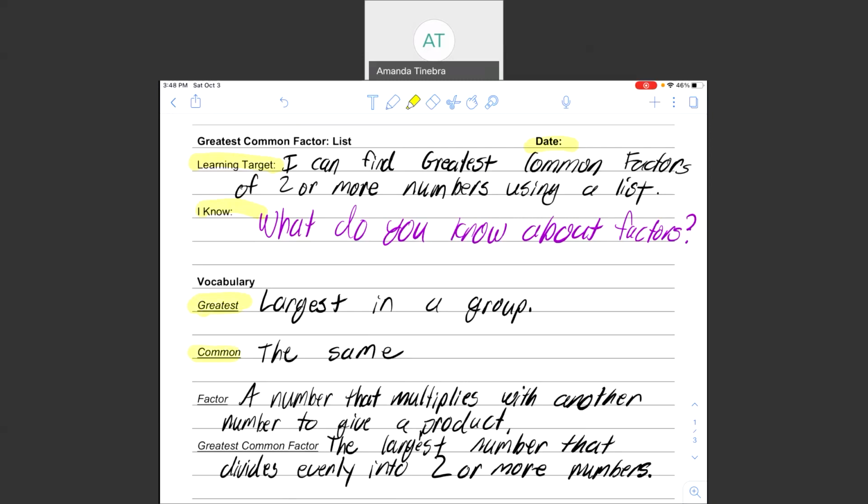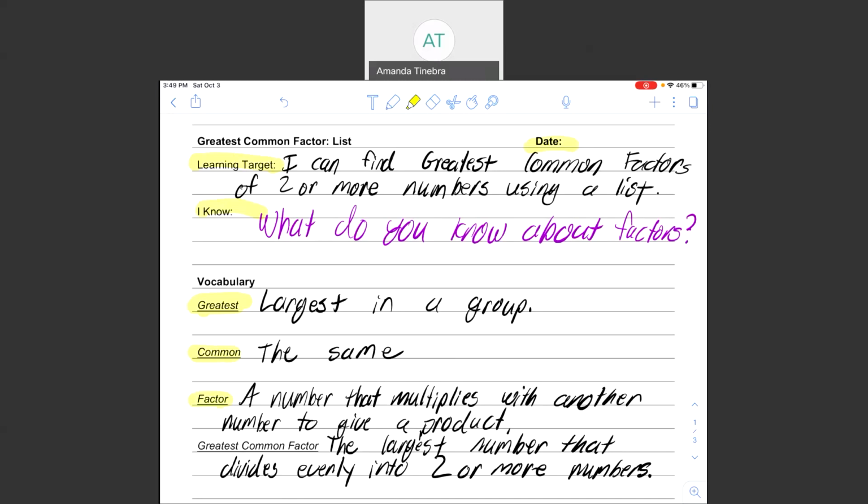Next one is common. There's several definitions of common, but the one that we're going to be using for this is the same. So, for example, I might have something in common with another person because we both have curly hair. Or I might have something in common with another person named Amanda because my first name is Amanda. So if I met another person named Amanda, then we would have something in common. If you are in 6th grade, then you have something in common with every other 6th grader. You're all in 6th grade. So common is something that is alike between or the same.